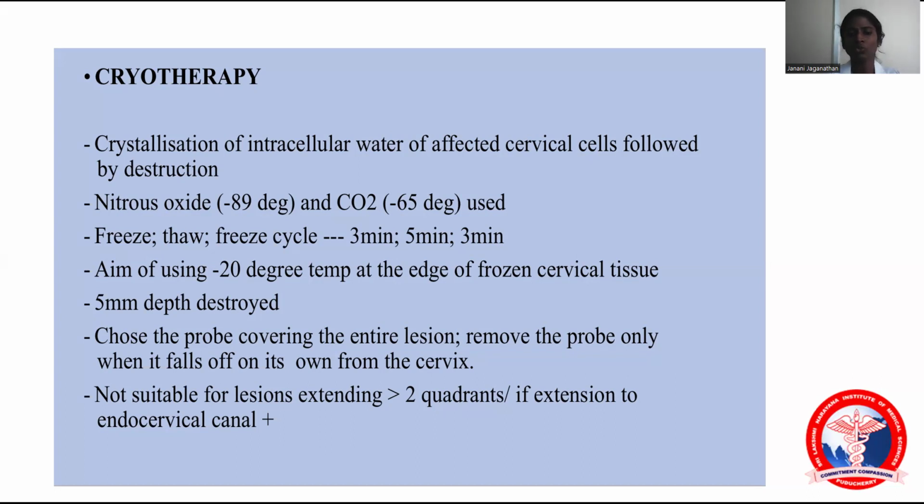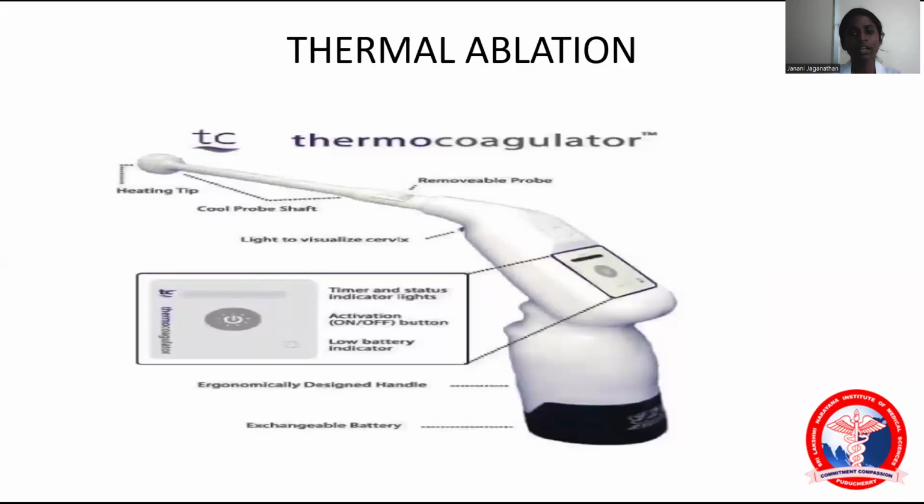This cryotherapy is not suitable for cases extending more than 2 quadrants, or if extension into the endocervical canal is diagnosed. This picture is showing a thermal ablator. This thermal ablator has a removable probe with a heating tip at the end and a cool probe shaft. There will be a timer and status indicator lights.